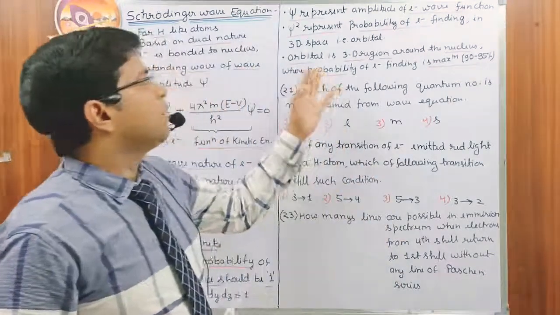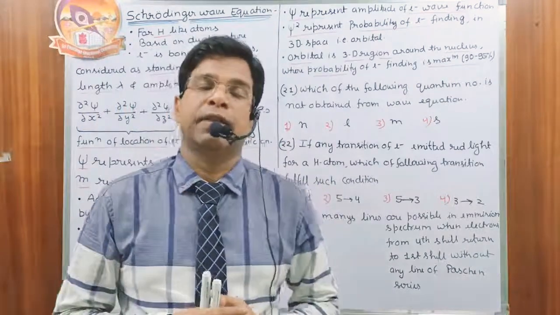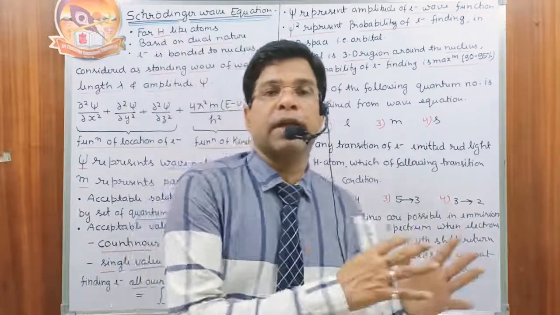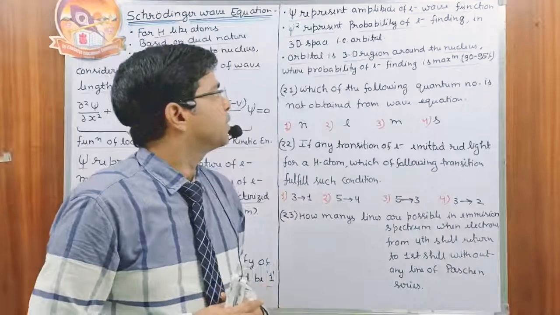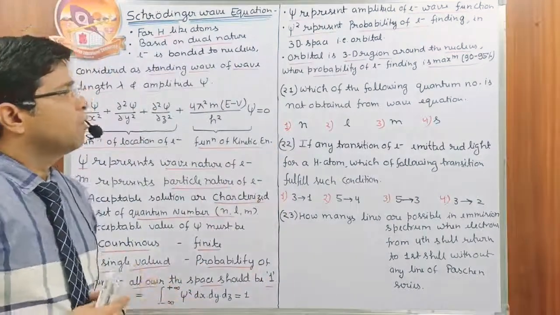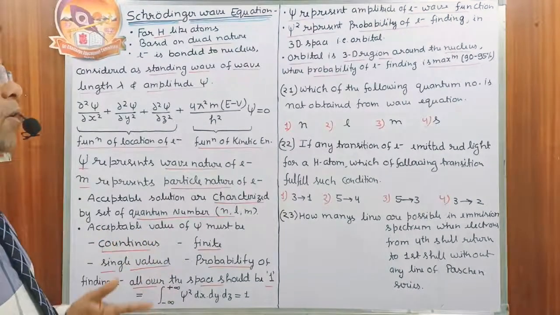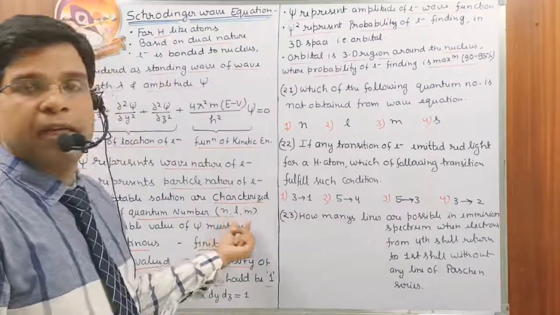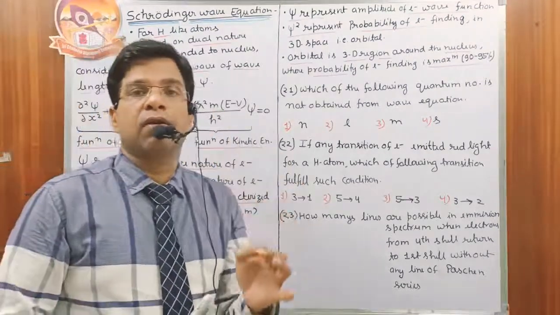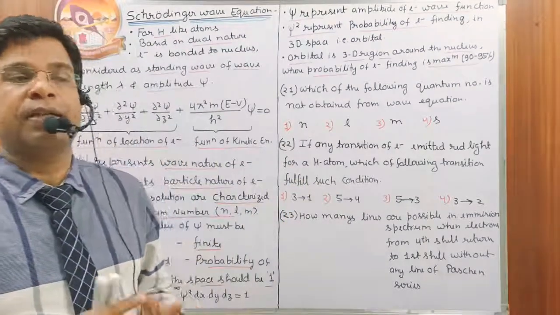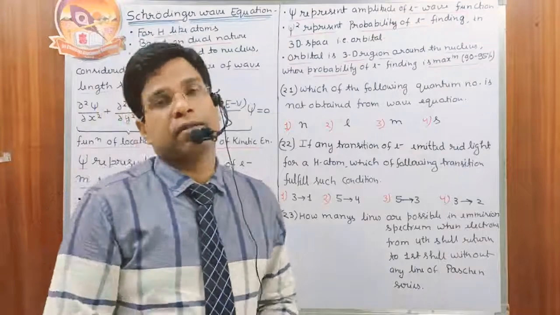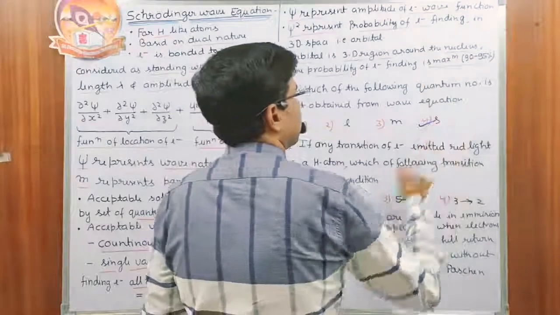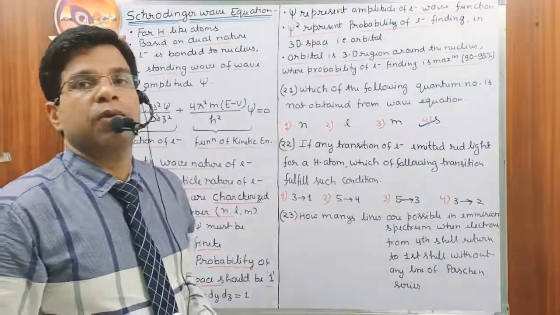Then, an orbital is the 3D region in space where the probability of finding the electron is maximum, about 90 to 95%. Now we see question 21. Which of the following quantum numbers is not obtained from the wave equation? It is very easy. 3 quantum numbers are obtained from the wave equation: n, l and m. The spin quantum number is not obtained from the Schrodinger wave equation. It is a result of Pauli's exclusion principle. So the correct answer of question 21 is option 4.